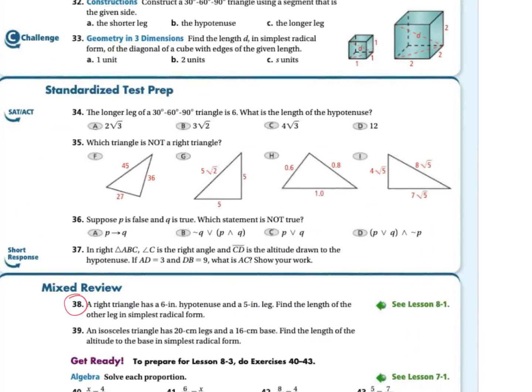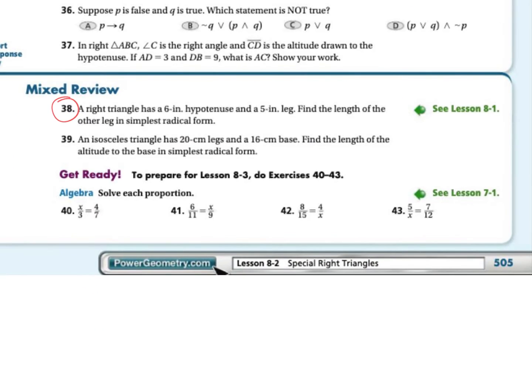Okay. Last one. This one just says a right triangle. Any old right triangle has a 6-inch hypotenuse and a 5-inch leg. Find the length of the other leg in simplest radical form. We know nothing about the shape of this triangle other than we know this is 6 and this is 5.